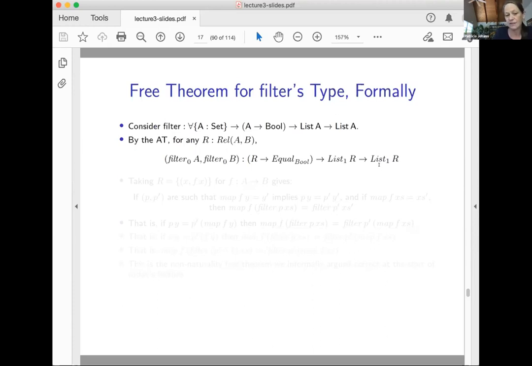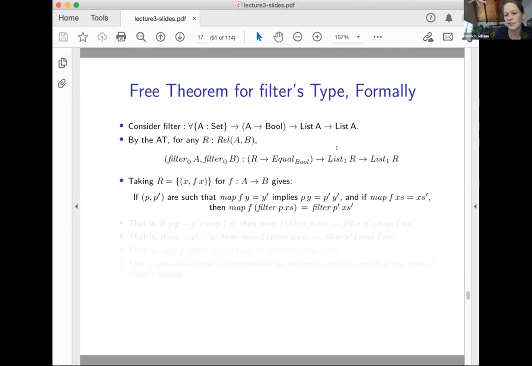So how do I unpack that? I'm going to do the same thing I did before. I mean, this is actually very similar to what we had before. The only thing that's different is I've got this functional relation thing here. So as before, I'm going to just take my relation to be the graph of some function. This is a really common thing to do. You don't have to do it. You can take an arbitrary relation, but it's very common to instantiate your relation to be the graph of a function. So I'm going to do that.